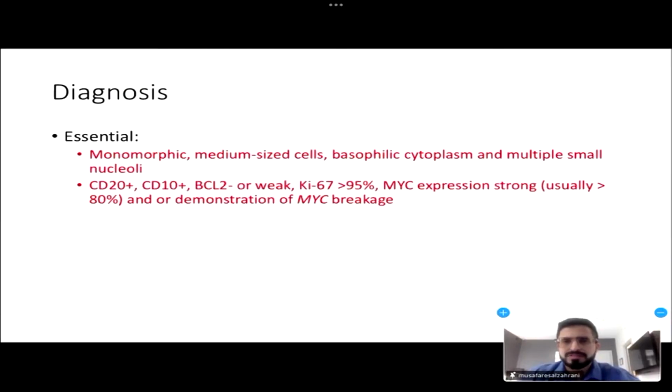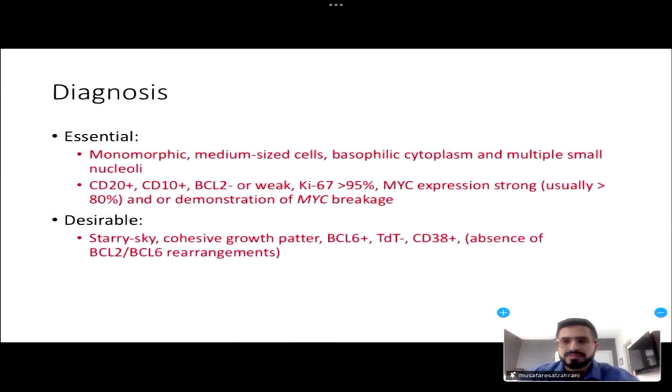There are some essential features and some desirable features based on the WHO. So the essential features, as we discussed, are the classical morphology we just discussed, in addition to the immunohistochemistry of these cells being CD20 positive, CD10 positive, and BCL2 negative or weak. And the Ki67, the proliferative index, is extremely high, usually around 99 or 100%, with very high MYC expression on immunohistochemistry, usually more than 80%, and or demonstration of MYC breakage based on the FISH analysis.